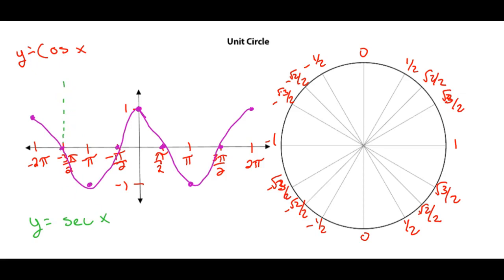So that happens here at -3 pi over 2, at -pi over 2, at pi over 2, and at +3 pi over 2. And just like the cosecant function, the secant function, its graph will look just like the reciprocal of this graph.